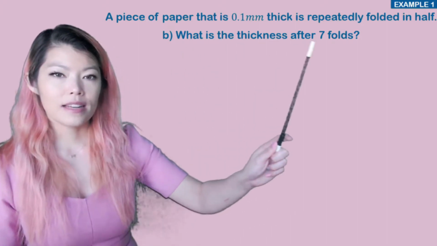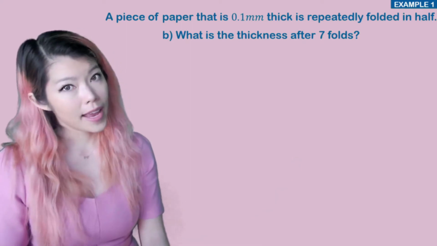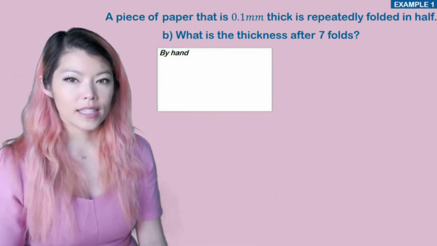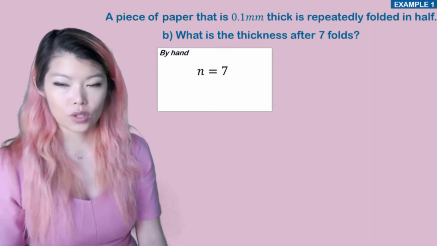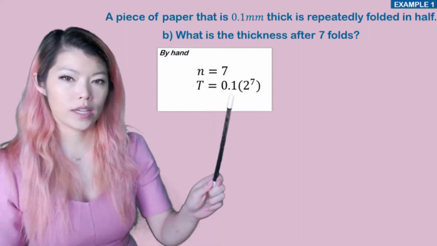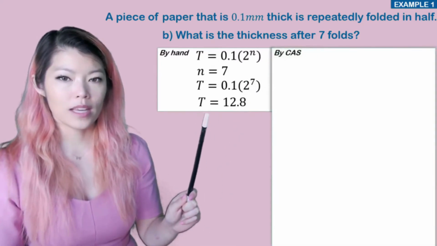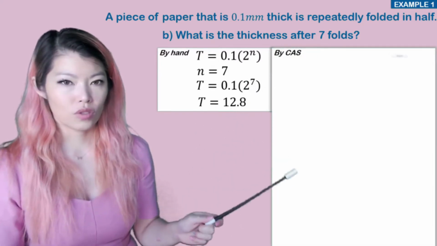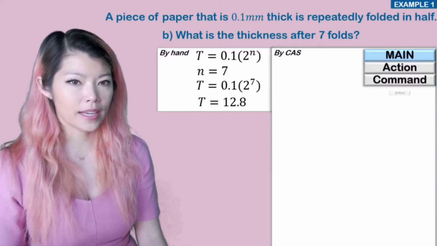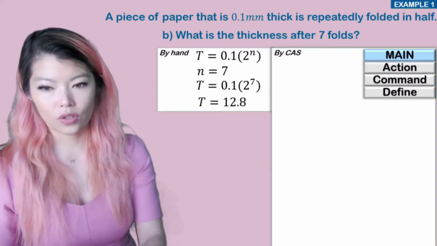Part B, what is the thickness after 7 folds? So is that n or t equals 7? That is equal to n equals 7. So we plug into the equation t equals 0.1 times 2 to the n, so n is 7 now, and that works out to be 12.8. We can use the CAS and we can define our equation, so let's do that.